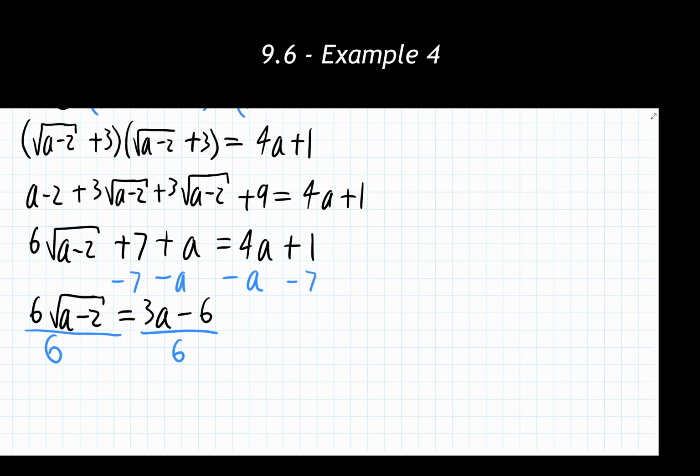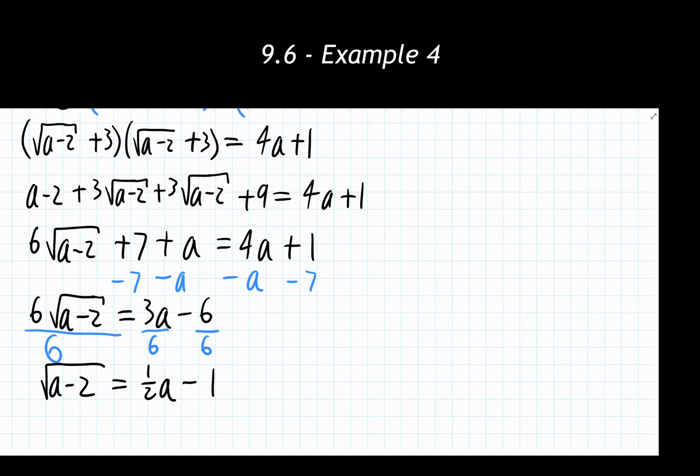I'm going to take a slightly different route, and I'm going to instead divide each thing by 6 here. I tend to like this route because it makes it easier for me to see how I can cancel and simplify fractions down. On the left side of this equation, I'm getting the square root of a minus 2. On the right side, I'm getting 1/2 times a minus 1. So I now have a radical term isolated to one side of the equal sign.